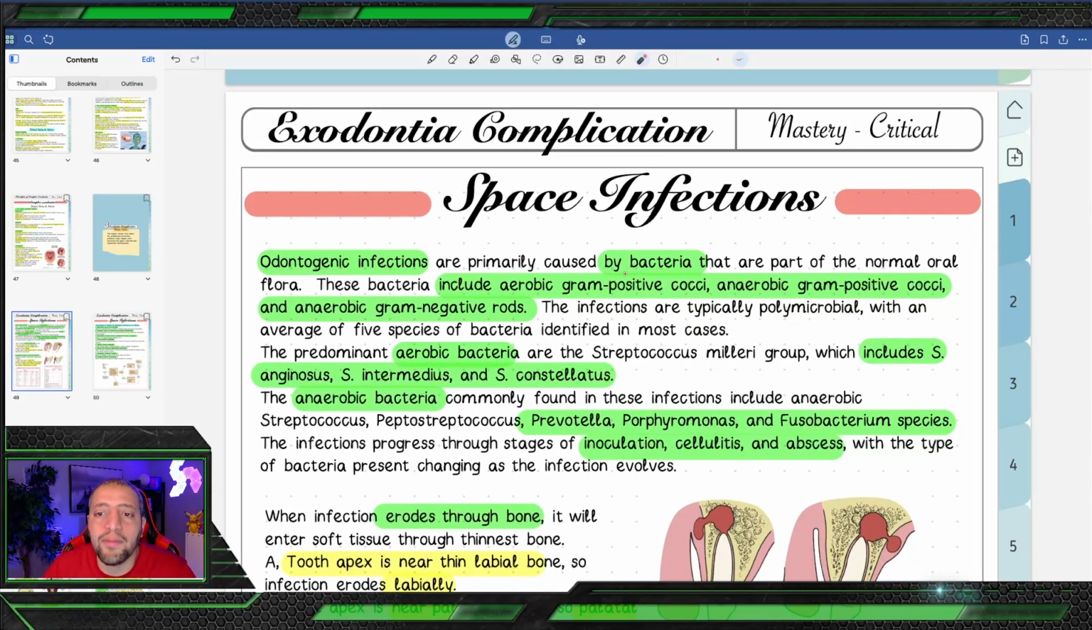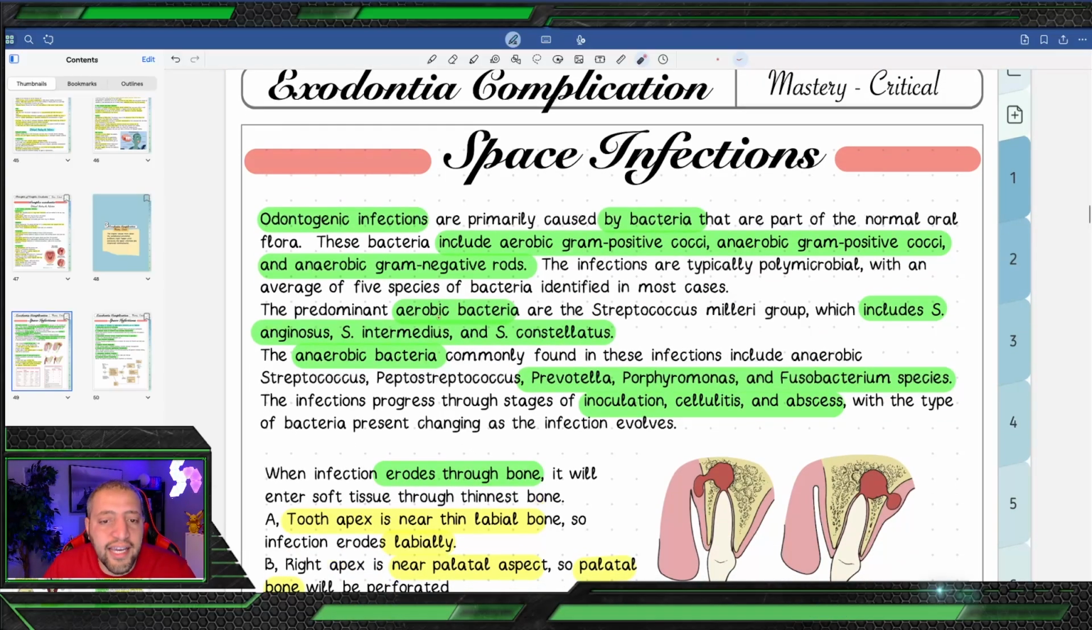Odontogenic infections are primarily caused by bacteria that are part of the normal flora. These bacteria include anaerobic gram-positive cocci and anaerobic gram-negative rods. So it's cocci and rods. The infection is typically polymicrobial. It's not like only one bacteria. The most common aerobic bacteria include Strep sanguis, Strep intermedius, and Strep constellatus. An anaerobic bacteria commonly found are Prevotella, Porphyromonas and Fusobacterium species.